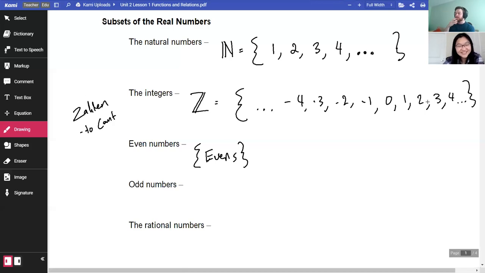Oh, it's even, I see. Yeah, evens. All right, what are those going to be? And what I want to do this time is use the integers to define the even numbers. Well, any even number is just 2 times any of those integers that we have, right? Yeah, right? 2, 4, 6, 8.